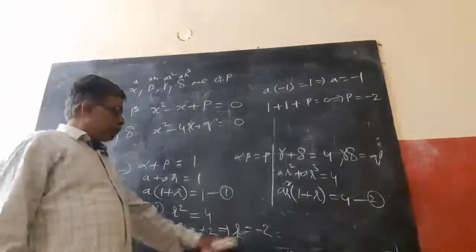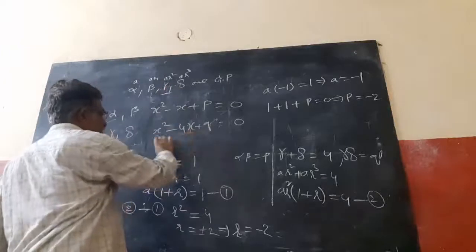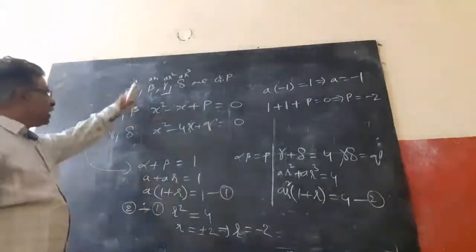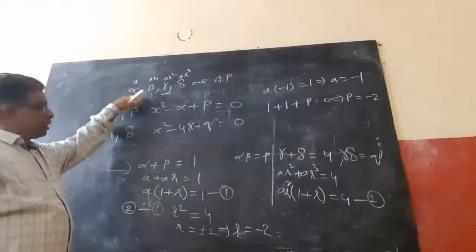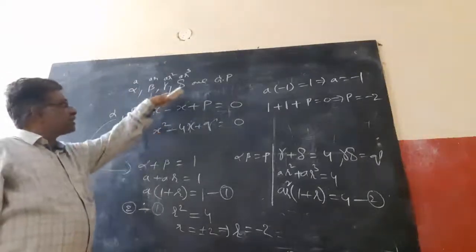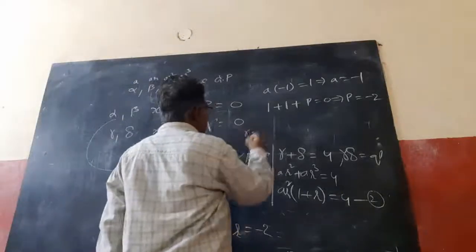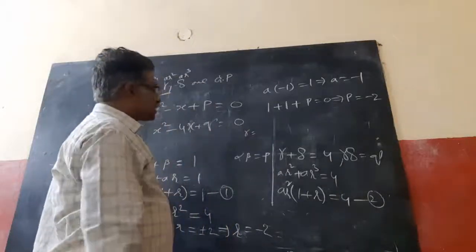Next, if R equal to minus 2, what is the gamma value? Because roots of this equation are gamma and delta. A is a root of the first equation, no doubt, because A is alpha I am taking. But root of this equation is AR square, gamma. So gamma equal to AR square. A is how much did I get?